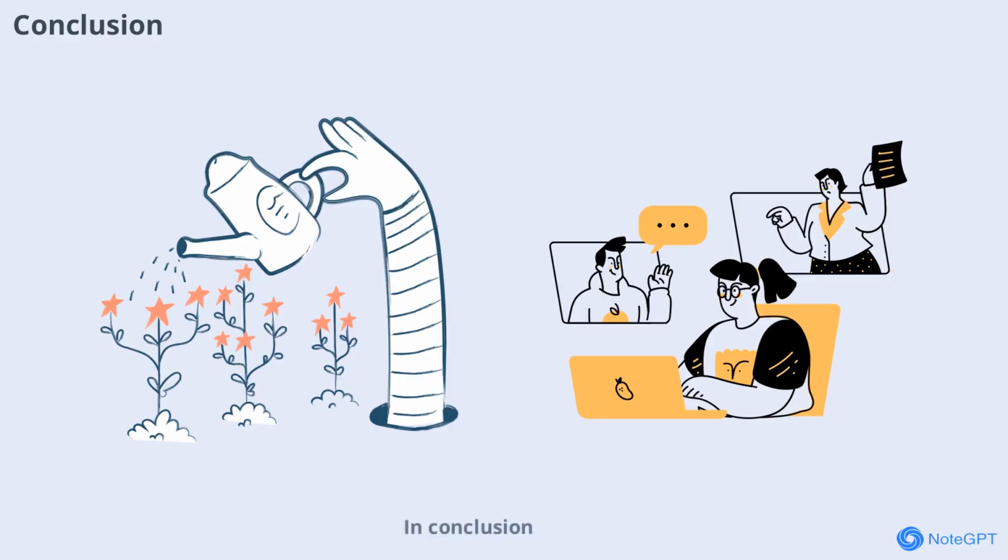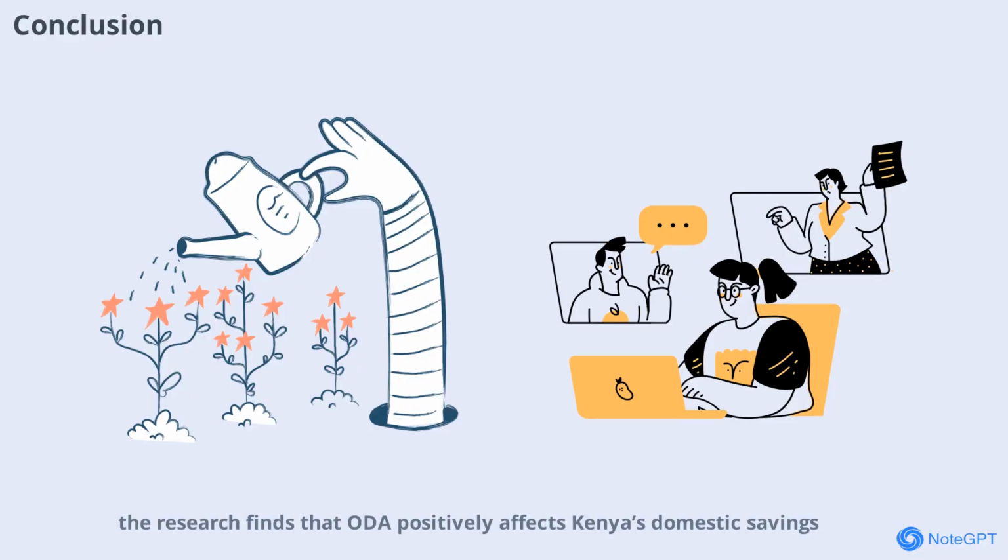In conclusion, the research finds that ODA positively affects Kenya's domestic savings but does not significantly impact economic growth. The effectiveness of ODA depends on factors such as governance, institutional quality, aid management, and economic policy. Efficient management and use of ODA are crucial for sustainable economic development.